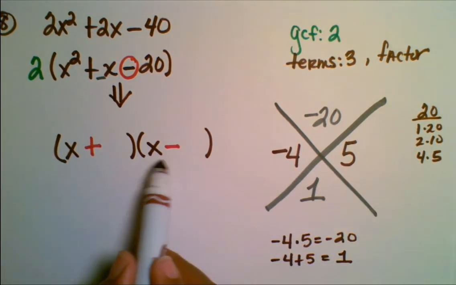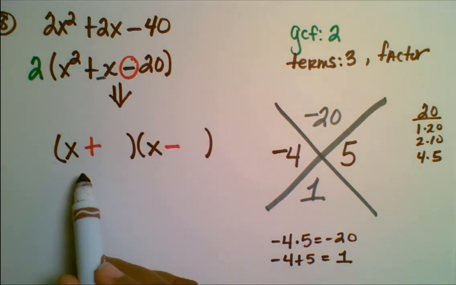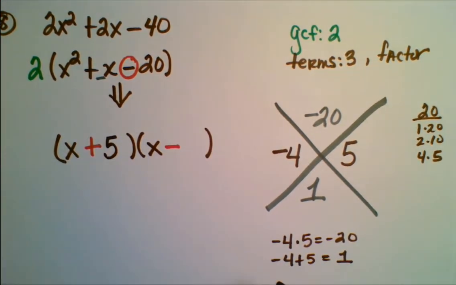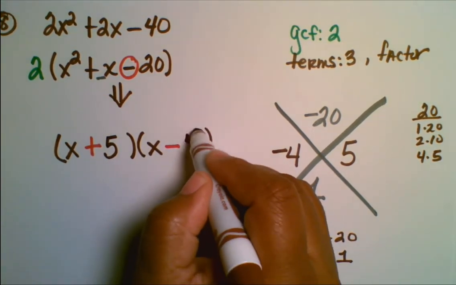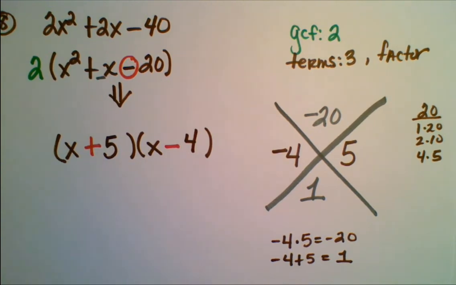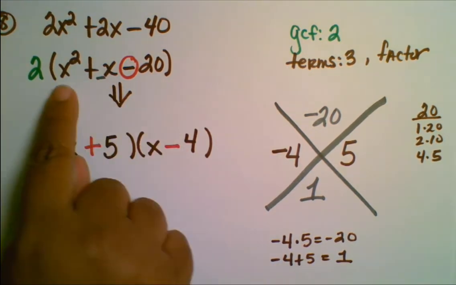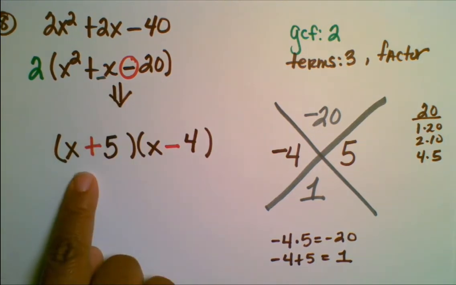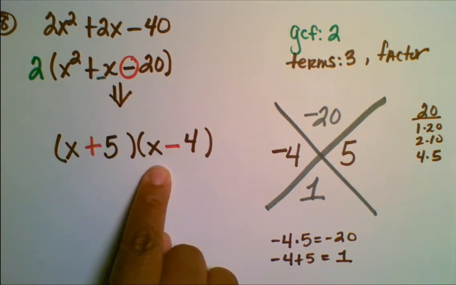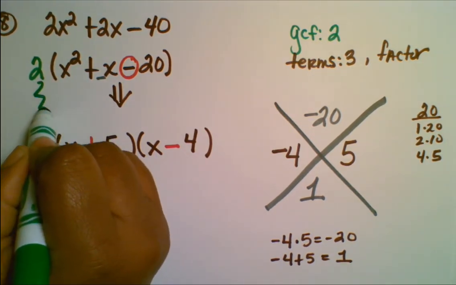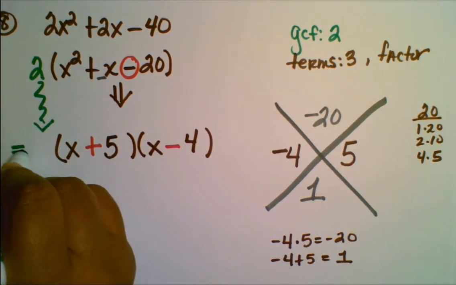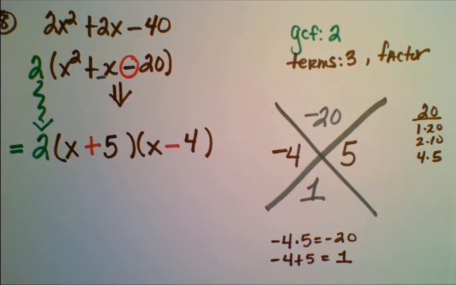So let's look at how we have it written. The positive sign we have first, that's okay. We know that the 5 must be positive. And the minus sign we have in the second parenthesis, that's okay. We know the 4 has to have a minus sign in front. So the factors of x squared plus x minus 20 is x plus 5 times x minus 4. And because we factored out a GCF at the onset of the question, bring it down because that's part of the solution. So our answer is 2 times x plus 5 times x minus 4.